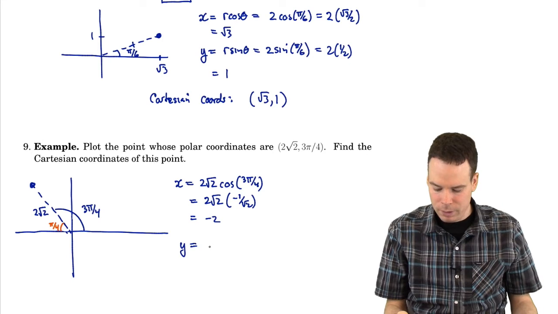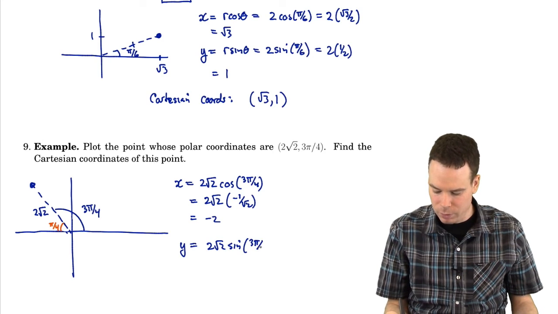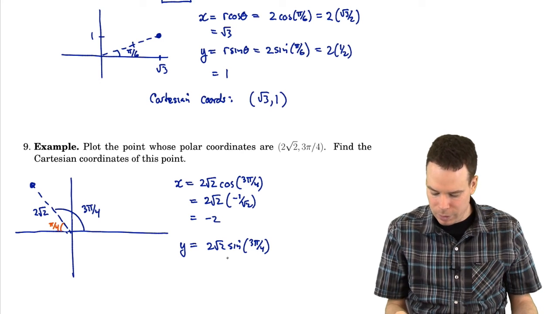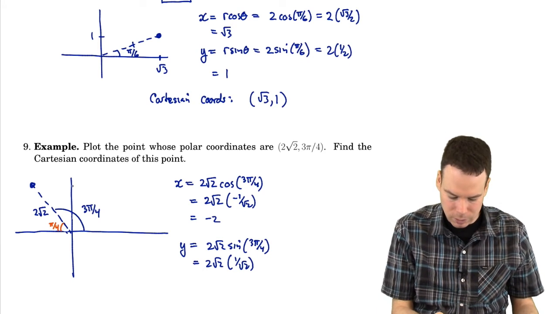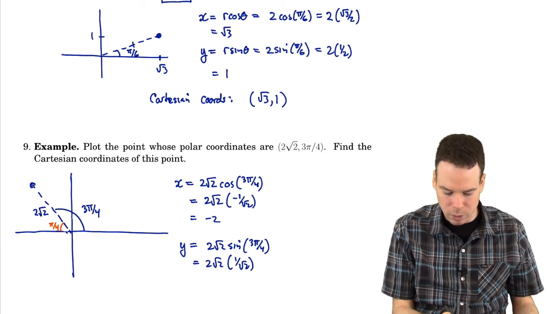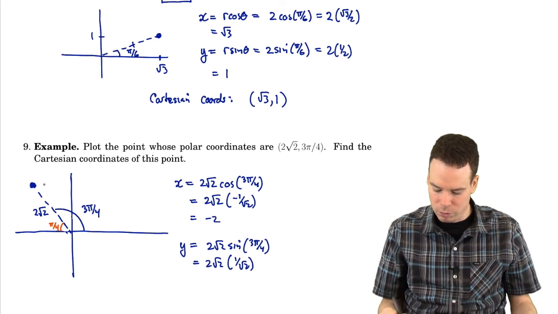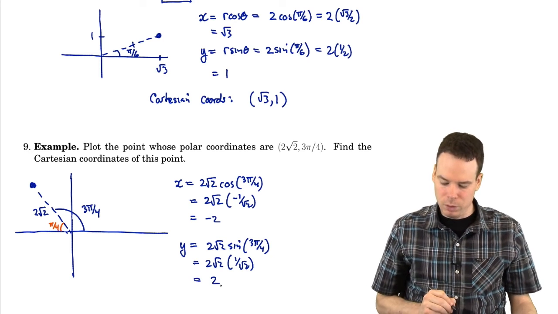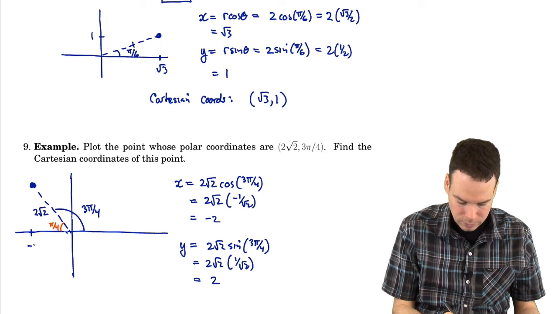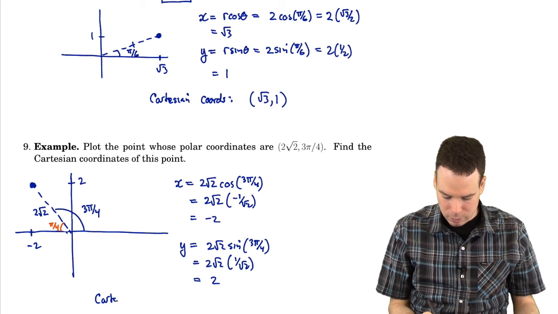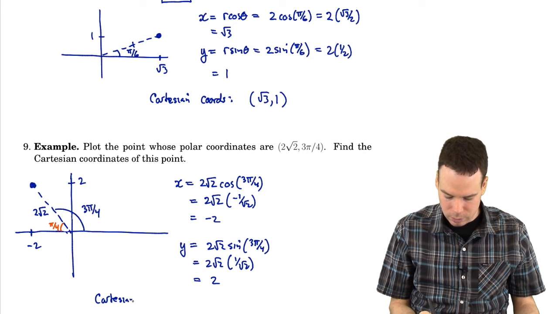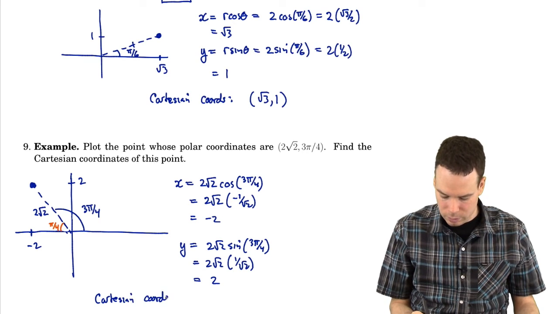What's our y value? That's 2 root 2 times sine of 3 pi by 4. Sine of 3 pi by 4 is 1 over root 2 as well. And this time it's positive because it's sitting in quadrant 2, and the sine of an angle in quadrant 2 is positive. So that's 2. So this is negative 2 and 2, and these are the Cartesian coordinates.